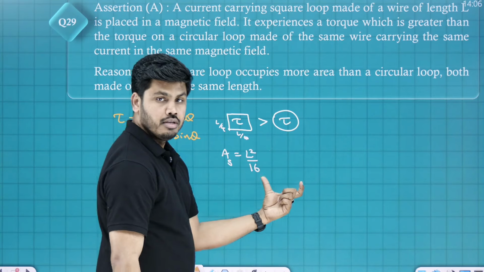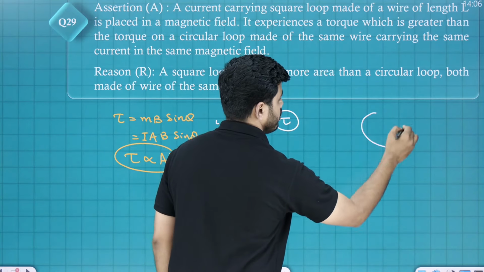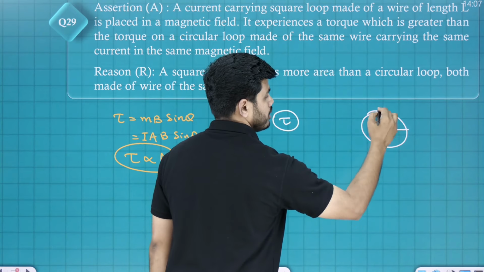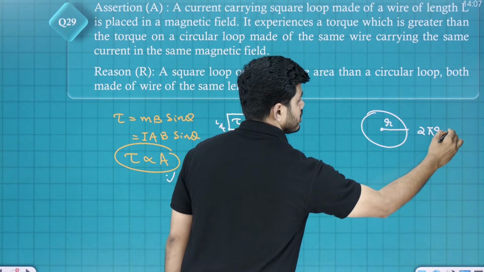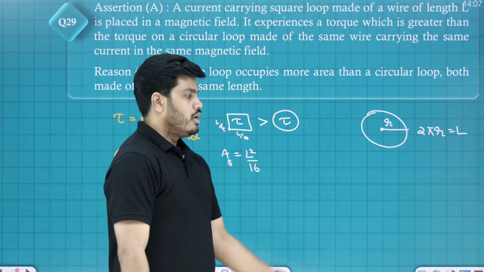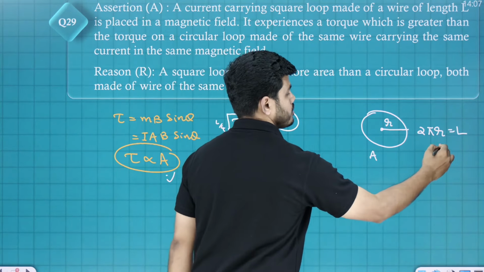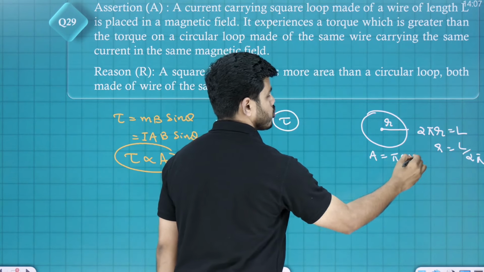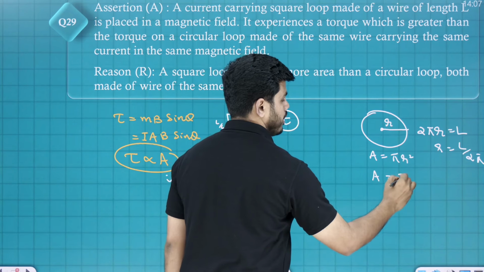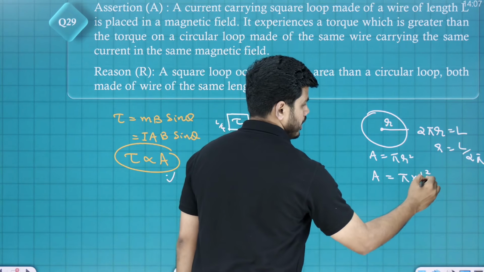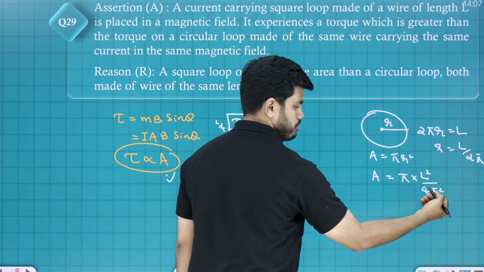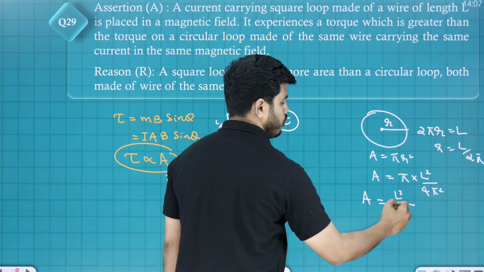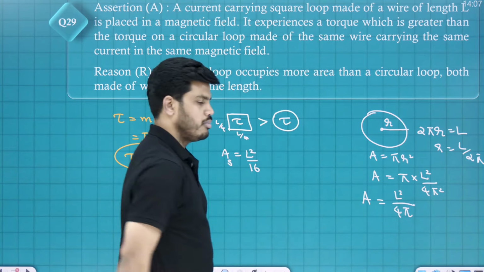Yes, with the circle also. Now, when you go for a circular loop, we have done this before 2 or 3 times already. Radius is going to be R, then 2 pi R is equal to L, correct? How will you find the area? R is equal to L by 2 pi, correct? Area is equal to pi into R square, so area is pi into L square by 4 pi square. One of the pi gets cancelled. So A is equal to L square by 4 pi.